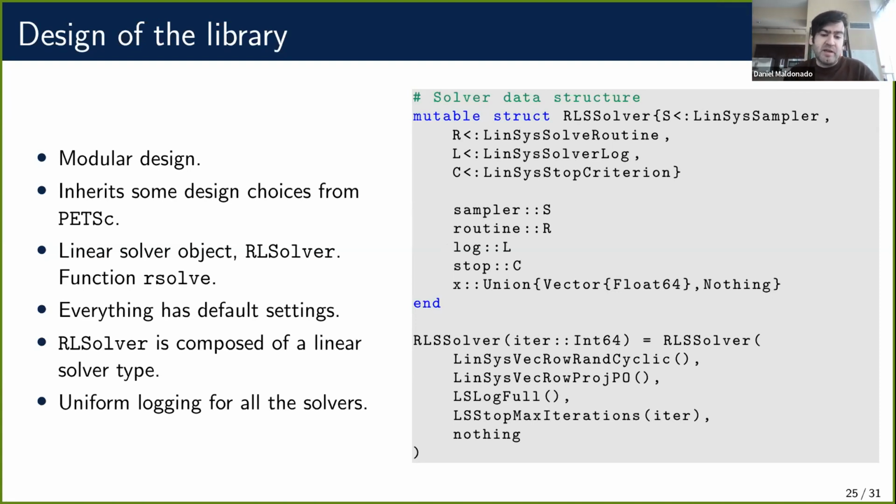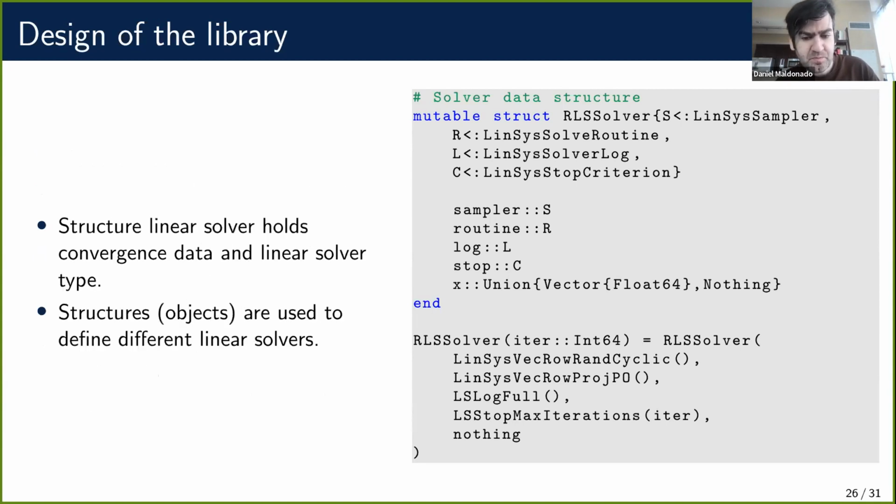And then it has a logging mechanism and a stopping criterion, which might be trivial for numerical linear algebra, but for randomized linear algebra, how do you log or how do you stop is not trivial, because sometimes you don't have access to the whole matrix, to the operator. So you have to use different techniques to see where you are in your computation. And we always provide defaults. For instance, the default RLSolver is a row-wise cyclic sampling with row projection, and then this is the logger and the stopping criteria.